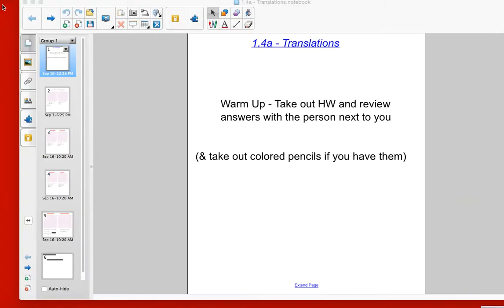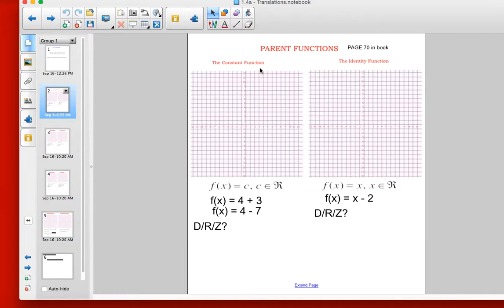So what we're doing today is looking at all of the parent functions, and then we're just translating them, either left and right or up and down or both. So we're not reflecting like we did last class. Last class was all reflecting and symmetries, reflecting over the x-axis and the y-axis. Those are the big two. But today we're just doing what we call vertical shifts or translations and horizontal shifts or translations.